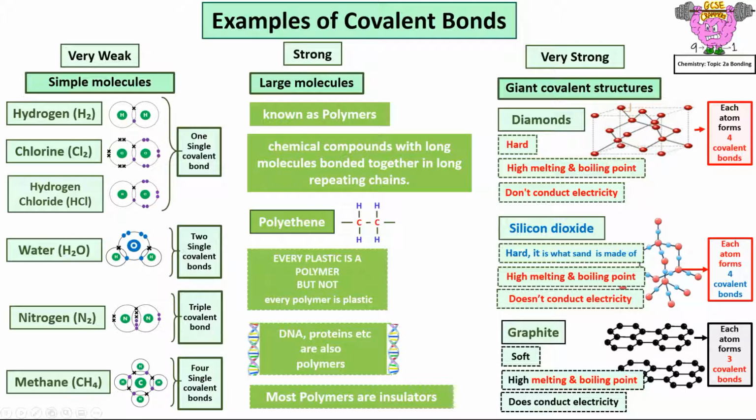You might be thinking, do I need to learn all these examples? And the answer is yes, you do. You could be asked to draw or name the number of covalent bonds they have and their properties. In any question, be able to spot any of the very weak covalent bond examples.